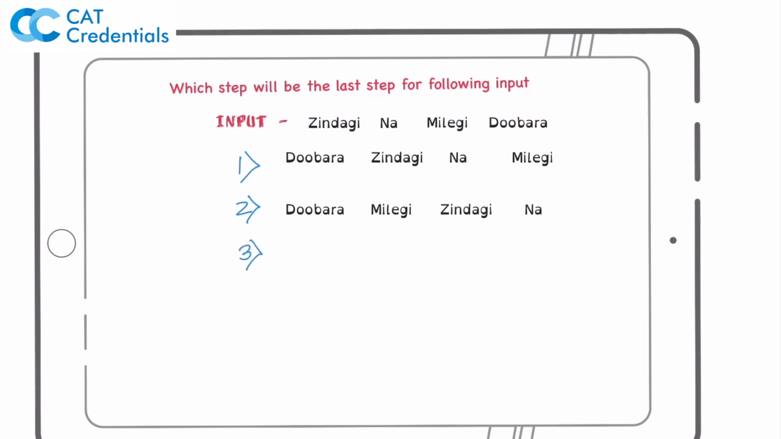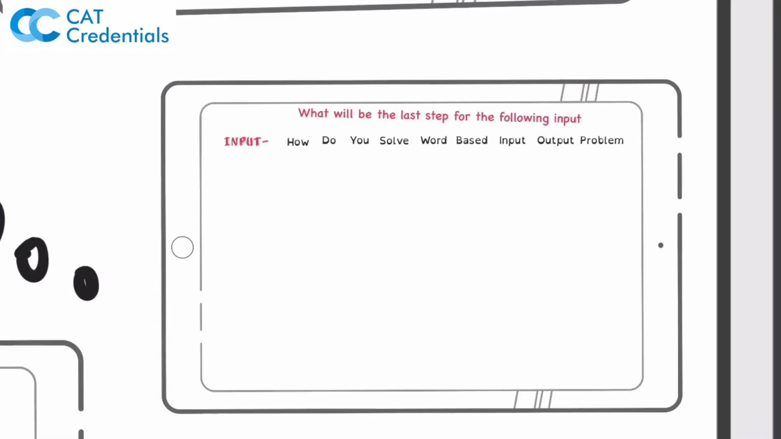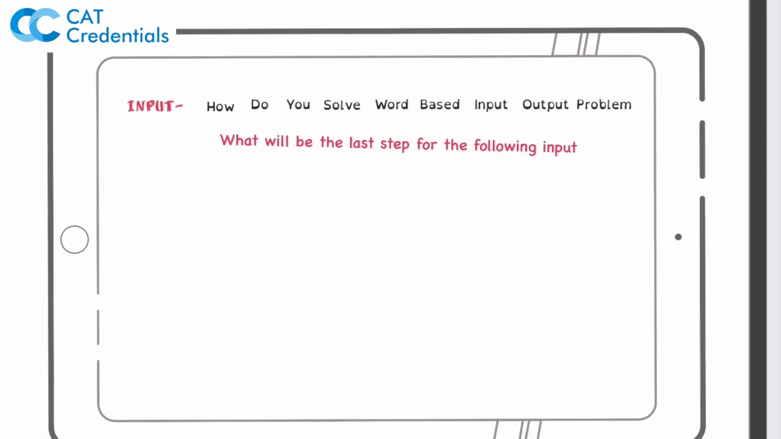And what will happen after that? In step 3, after M, what will I have? D, M. Then I will have N, right? So again "na" will come. That will take one more step. That's it. In step 3, D, M, N, Z, right? All of them are arranged alphabetically. So step 3 is the last step for the following input, when all are arranged alphabetically.